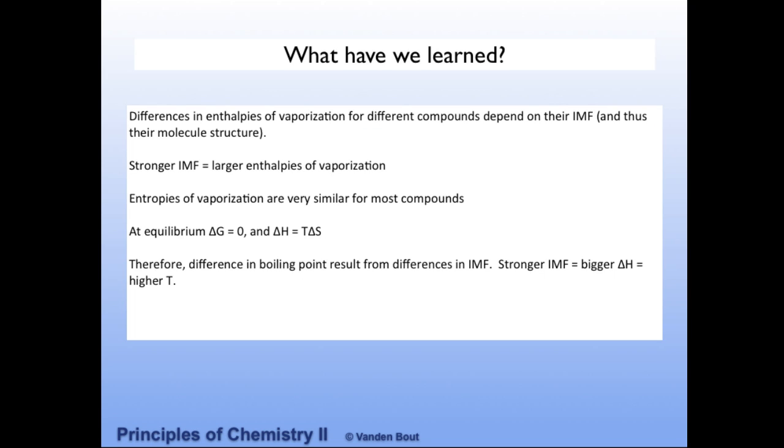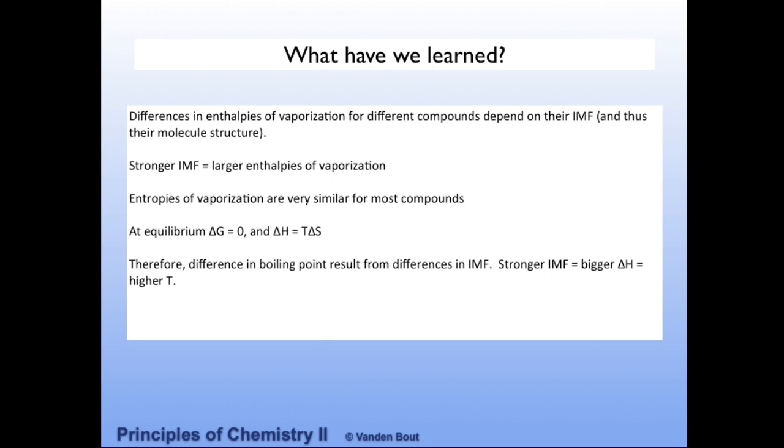What have we learned? Differences in enthalpies of vaporization for different compounds depend on their intermolecular forces. Differences in enthalpy are really differences in static or potential energy due to electrostatics, the attractions between the molecules. In the liquid, they're next to each other, they're close by, they're low in energy. In the gas, they're far apart, they're higher in energy. Stronger intermolecular forces mean larger enthalpies of vaporization because the difference between the liquid and the vapor will be bigger.